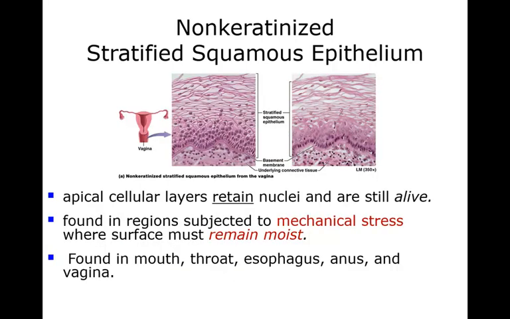The other type of stratified squamous is non-keratinized. So non-keratinized, we typically see some of the ones closer towards the bottom are going to have the nucleus, they're going to be alive, but the big thing here is they don't possess keratin, so they've not been hardened. Even though they are still very strong, they remain moist. So this is found in areas like the mouth, the throat, the esophagus, the anus, the vagina, areas where they need to be tough materials but are going to remain moist because they've not been hardened by keratin.